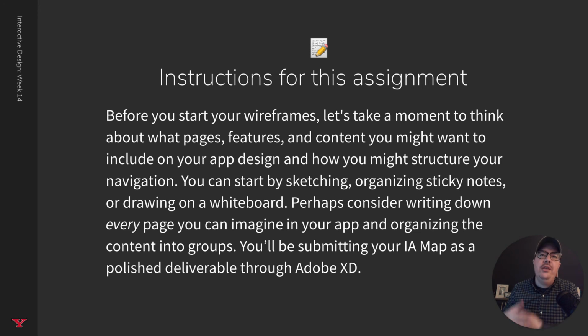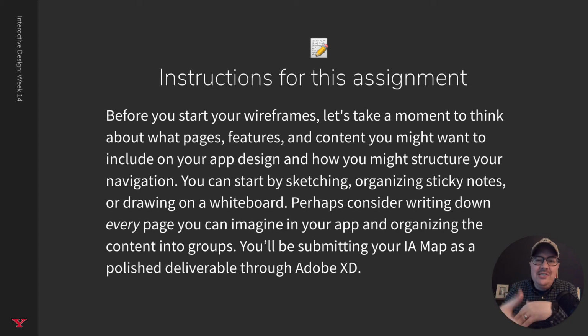So let's go over the instructions for this assignment. Before we actually start our wireframes, again, very similar to what we did for project number 2, you're going to take a moment to think about the pages, the features, the content that you might want to include in your app design and how you might structure your navigation. You can start by sketching things out or organizing your sticky notes, drawing everything on a whiteboard if you have that. But perhaps also consider starting with writing down every single page that you would imagine to include in your app.